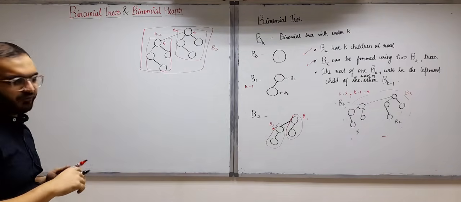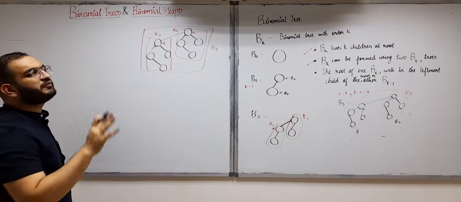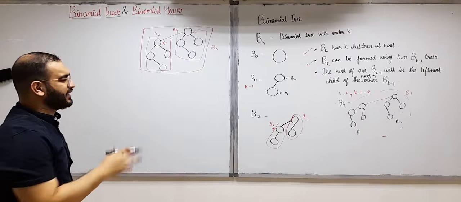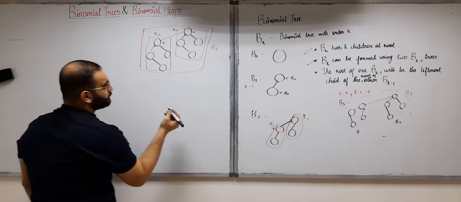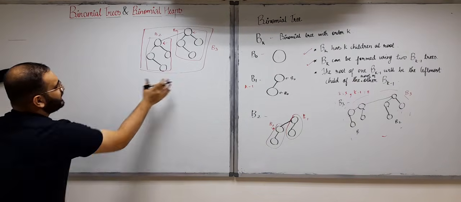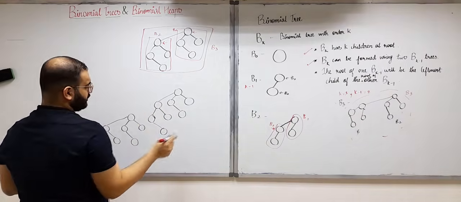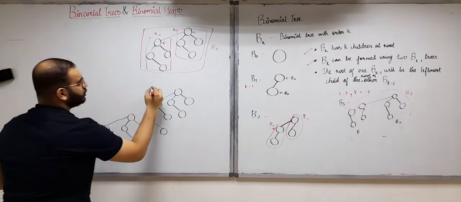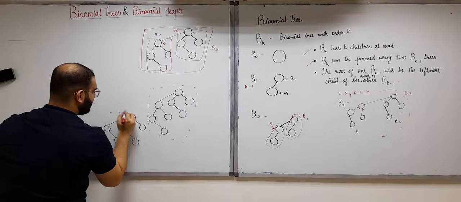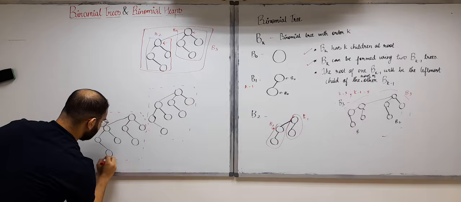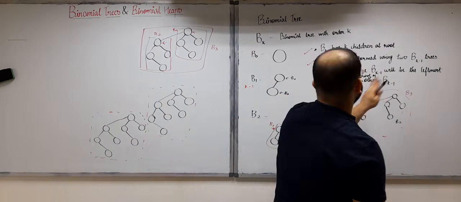Now let us draw B4 together. Okay. So B4 will have four children at root. We will look at that rule for cross-checking our B4. And B4, the binomial tree with order 4, can be formed using two B3. So let us draw two B3 first. Here I have drawn two B3, right? This is my one B3 and this is my second B3. And we know that B4 will be formed using two B3 trees, okay?